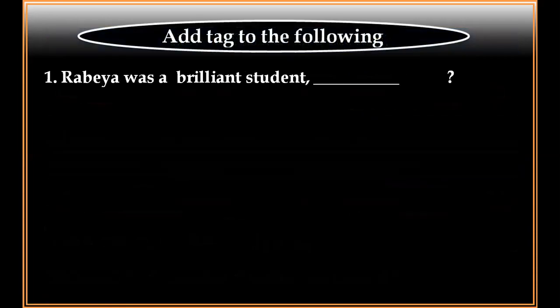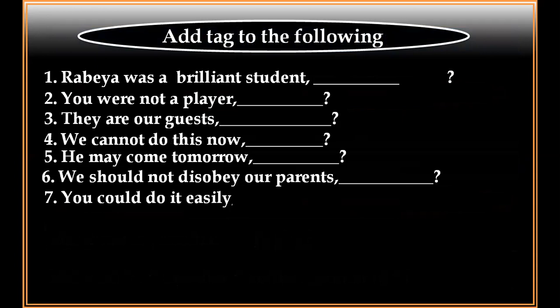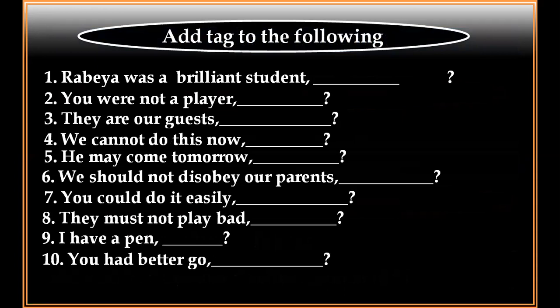Now look at the example. How will you form tag question of these sentences? First, look. Rabia was a brilliant student. Here the verb is was, and Rabia is a feminine gender. As it is affirmative, the tag question will be negative. That's why wasn't she. You were not a player. This sentence is in negative. Your auxiliary is were. That's why were you. They are our guests. Here auxiliary is are. As it is affirmative, aren't they?